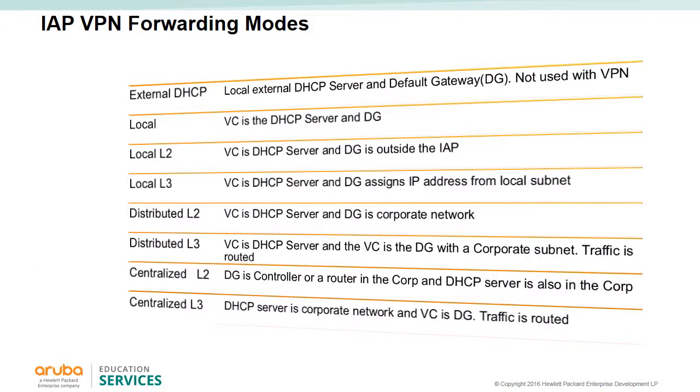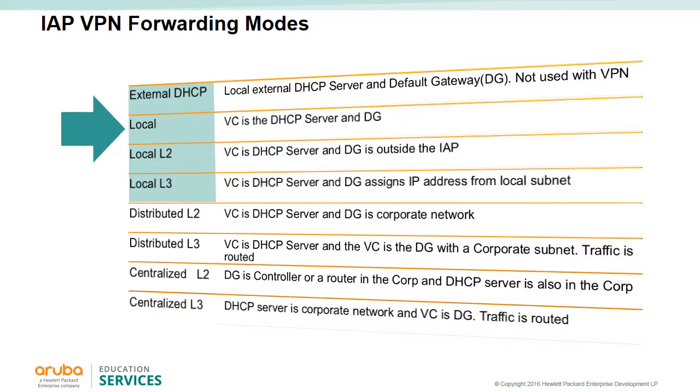The following is a list of IAP VPN Forwarding Modes. External DHCP server. The IP cluster is an independent cluster and gets its IP address from an external server. No VPN is used in this mode. Local. The VC is the DHCP server and the default gateway. In this mode, traffic from the cluster can reach the servers in the corporate network. However, traffic originating from the corporate network cannot reach the IP cluster as the subnet is unknown.